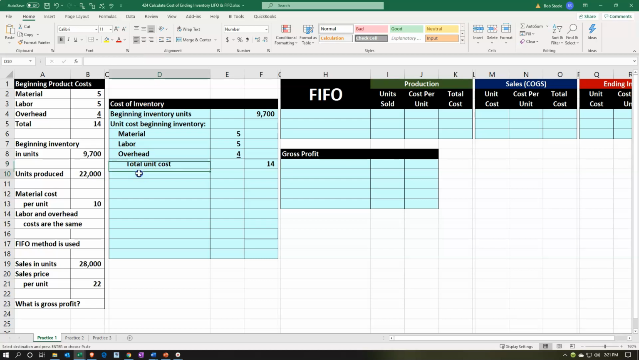So I'm going to say the beginning inventory cost, which is going to be equal to the 9,700 times the 14. So that's basically the cost at the beginning. Let's go and format this with an underline, home tab, font group, underline here.